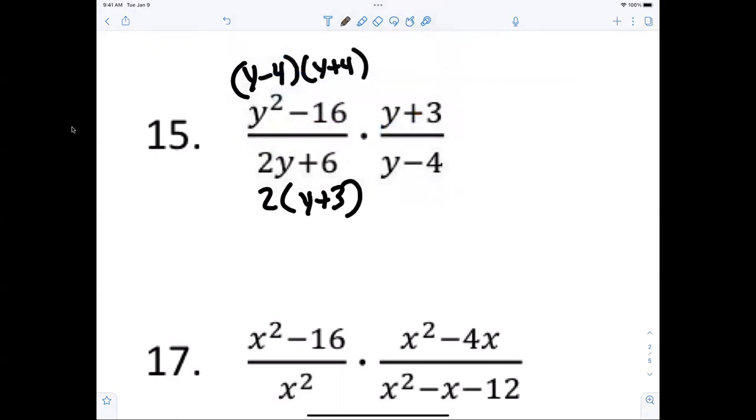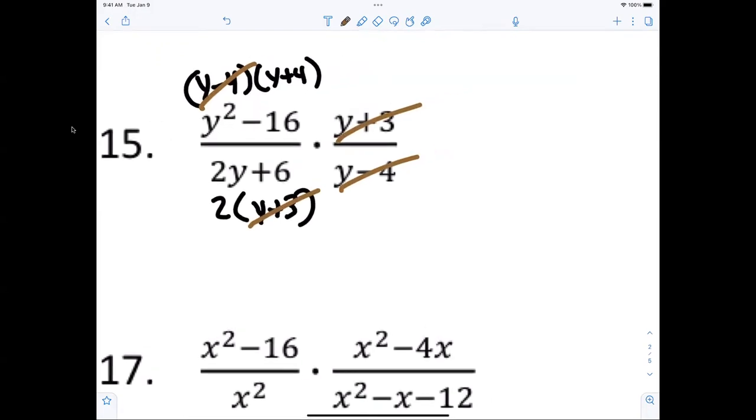Now what can cross out? y minus 4, y minus 4. What else? Final answer: y plus 4 over 2, and then let's just cross out the 2 and the 4, correct? Yes. No! Bounded by addition. You cannot cross out the 4 and the 2. The y plus 4 is bounded by addition. You can only cross things out if they're bounded by multiplication and division.